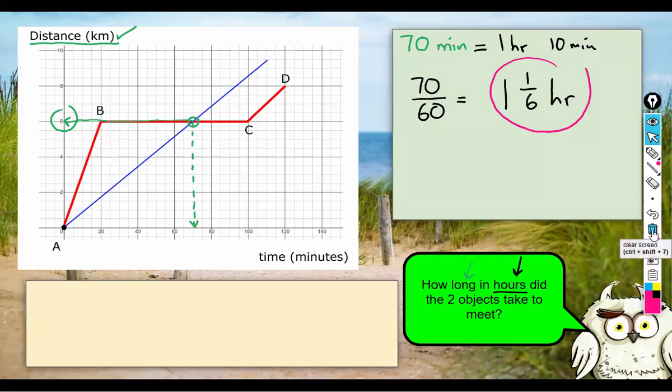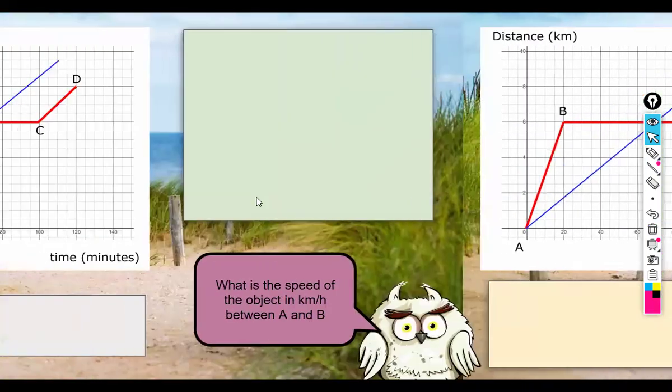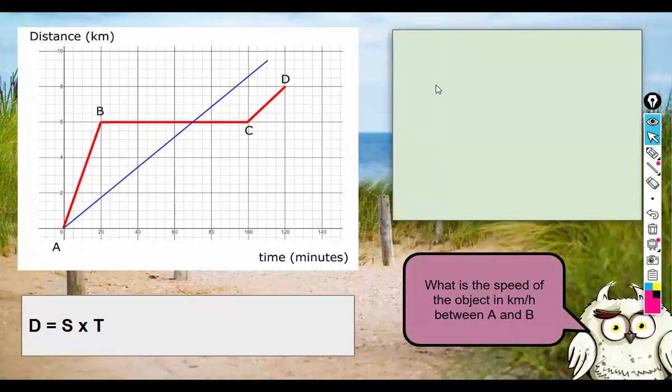Same graph, except a different question now. What is the speed of the object? Now look at this, in kilometers per hour.